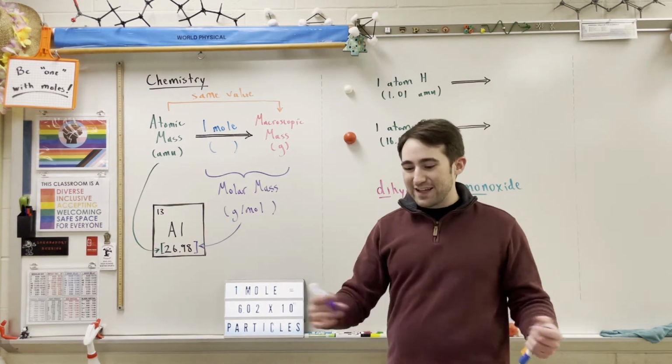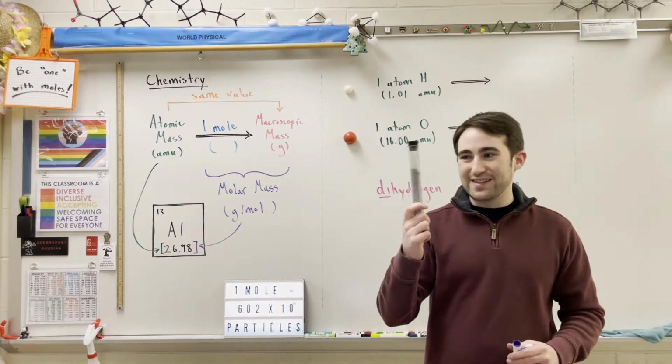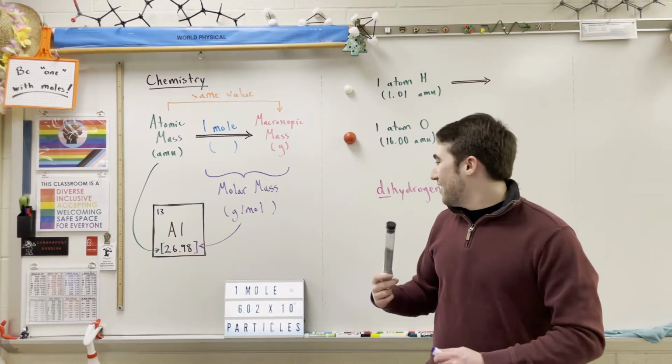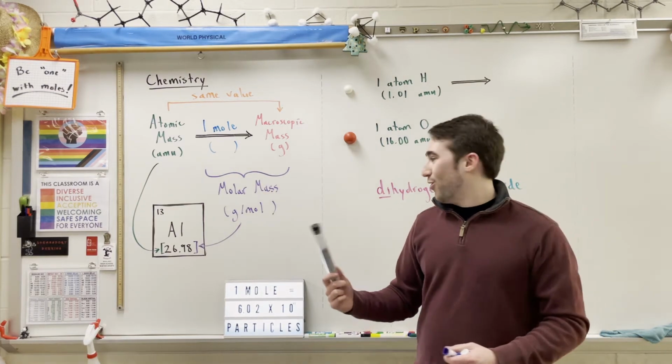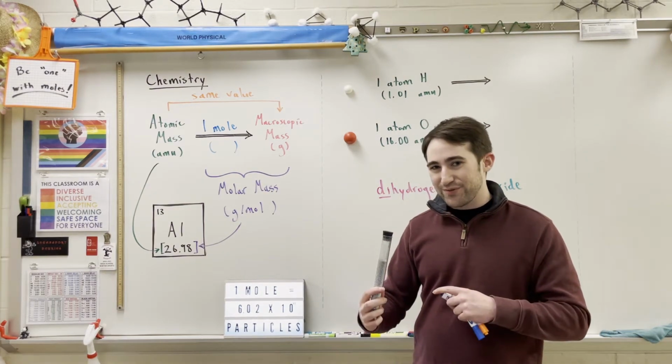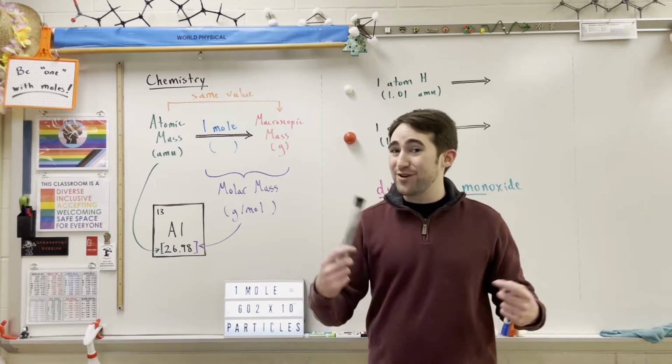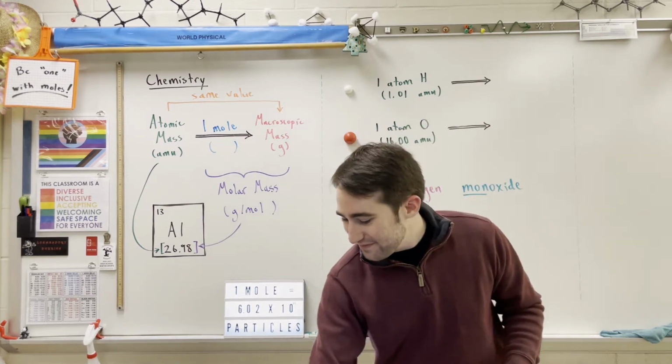If we don't have exactly 1 mole of something, like if I pour some of this out, we could also use this number to calculate exactly how many moles of a chemical we had. Or vice versa, if we knew how many moles we had, we could use this to calculate how many grams there are of that chemical.